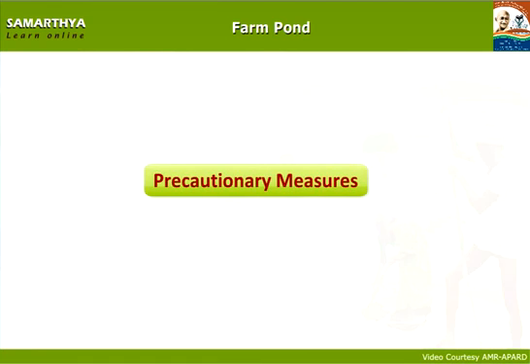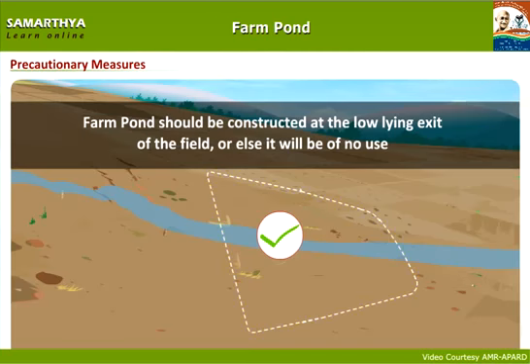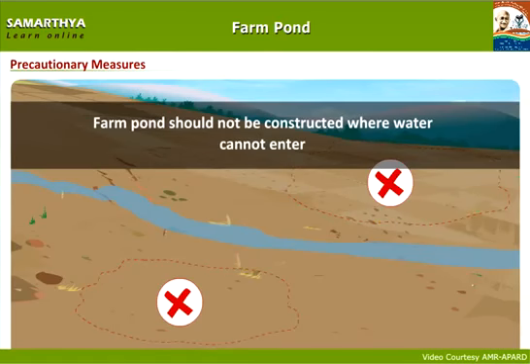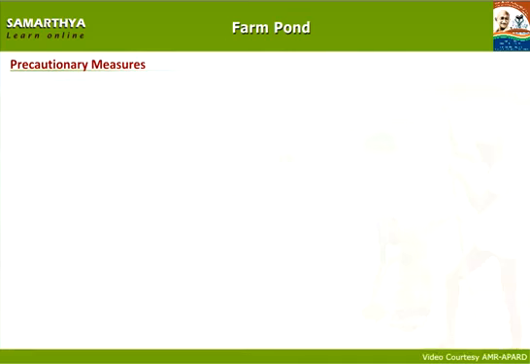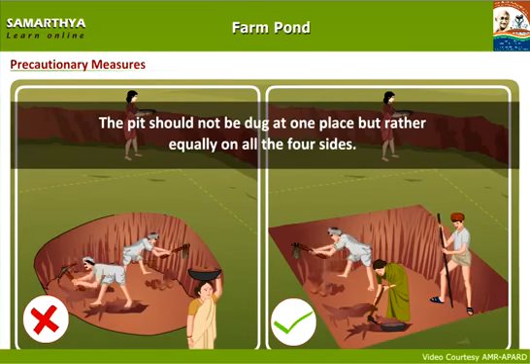Precautionary measures to be taken while constructing a farm pound. Farm pound should be constructed at the low-lying exit of the field, or else it will be of no use. Farm pound should be constructed where water cannot enter. The pit should not be dug at one place, but rather equally on all the four sides.